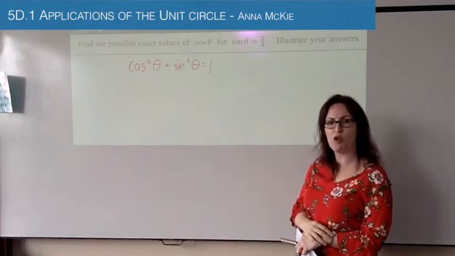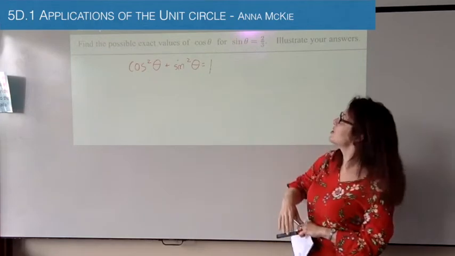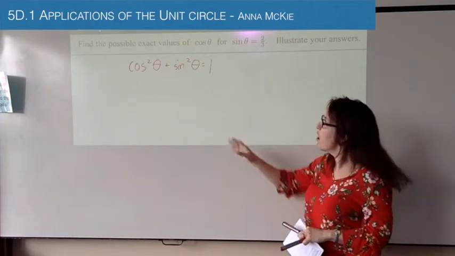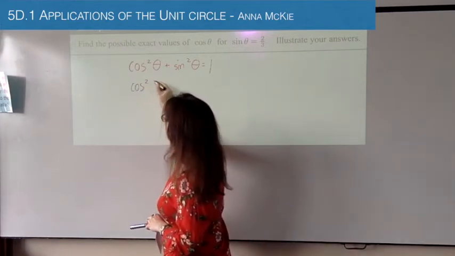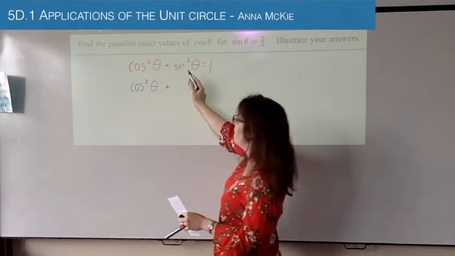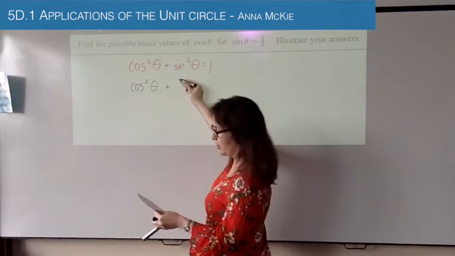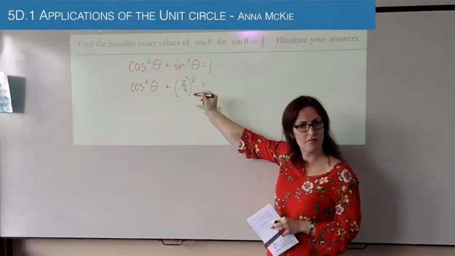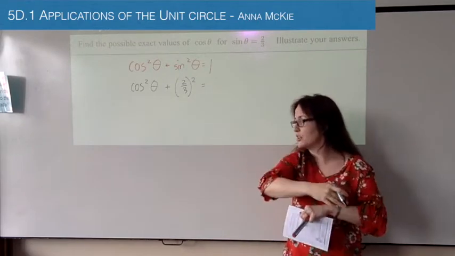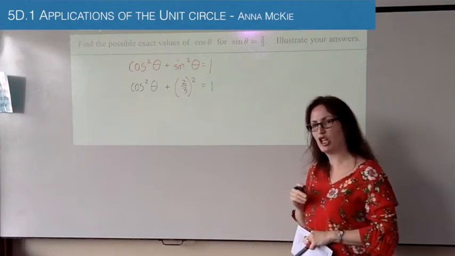Now we substitute in what we know. Sine theta is 2/3, so I'm going to put that in there. So cos squared theta is still the same. Now, the square goes on the end there, if you like, so we have to square 2/3, and that's equal to 1.